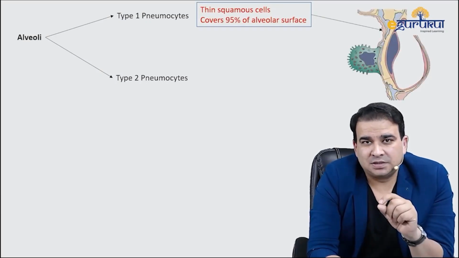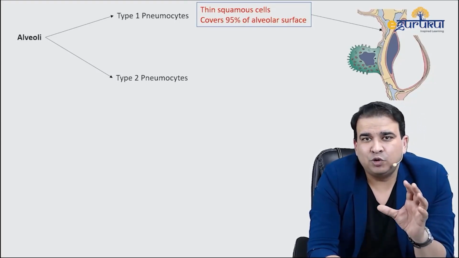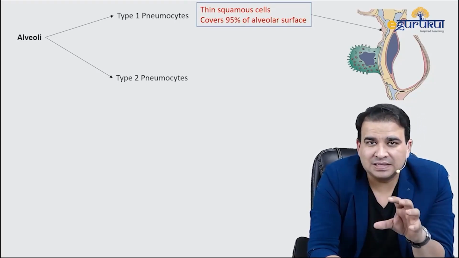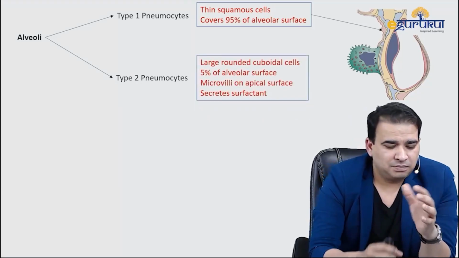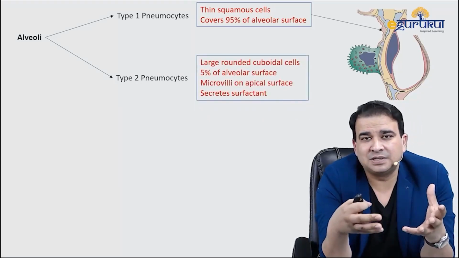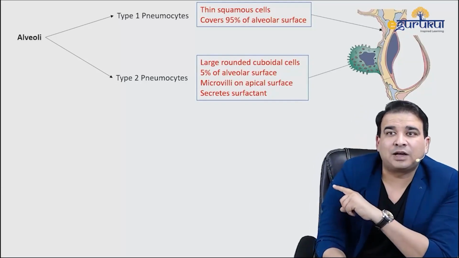Type 2 pneumocytes are the mimic cells of the Clara cells, and these type 2 pneumocytes are more of cuboidal cells, but with microvilli. If you look at the picture, they are covering the remaining 5% area of the alveolus, and these are the cuboidal cells, but we have microvilli on their surface.